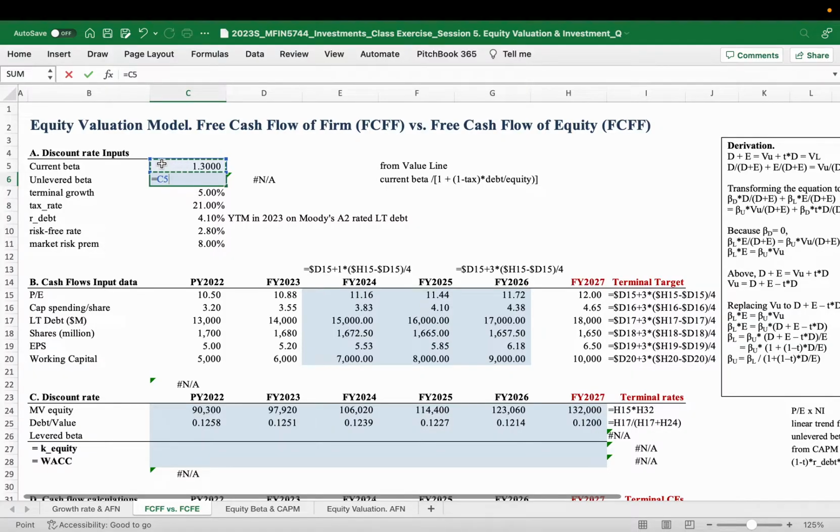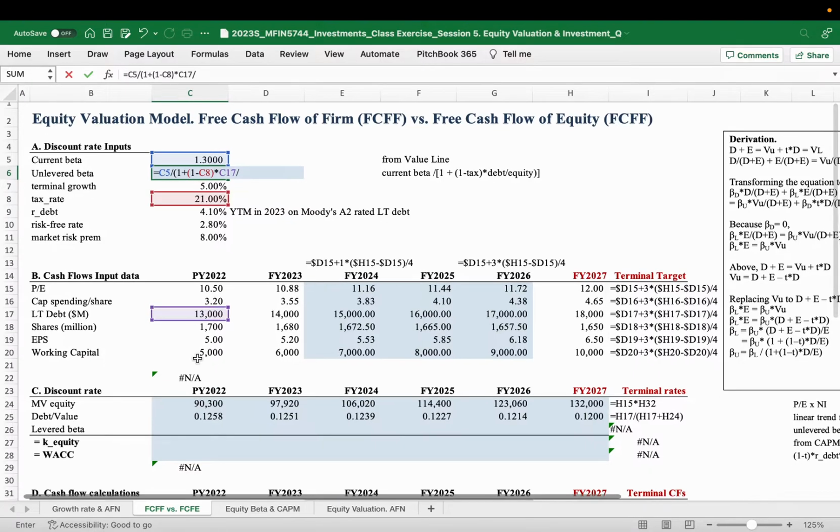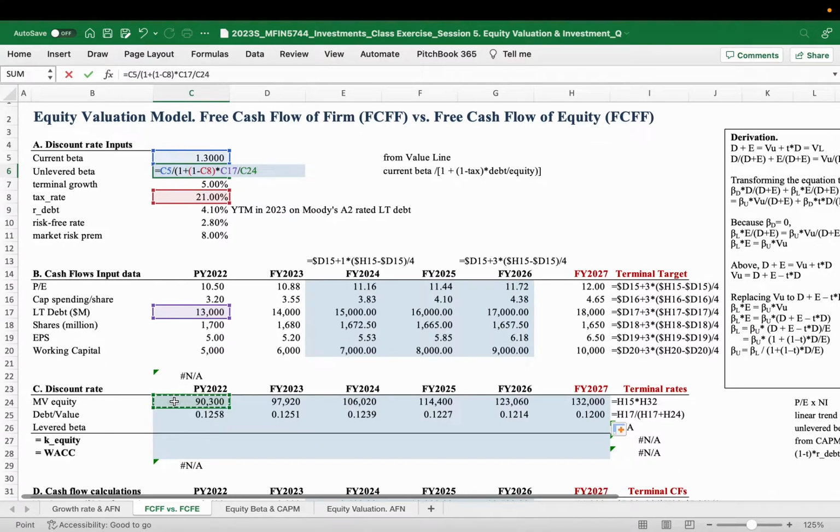So unlevered beta calculation: the current beta 1.3 divided by 1 plus (1 minus tax rate 21%), then times what is the capital structure? Current capital structure 13,000 divided by market value of equity. So let's close the parentheses. And 1.1672 is unlevered beta.